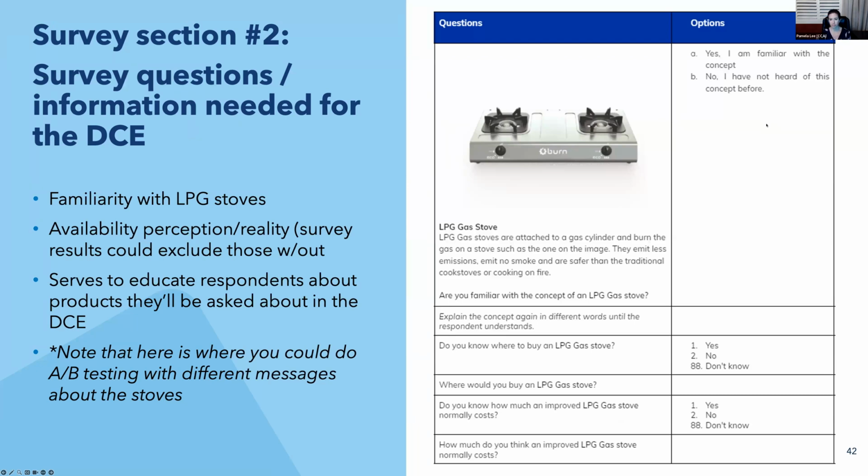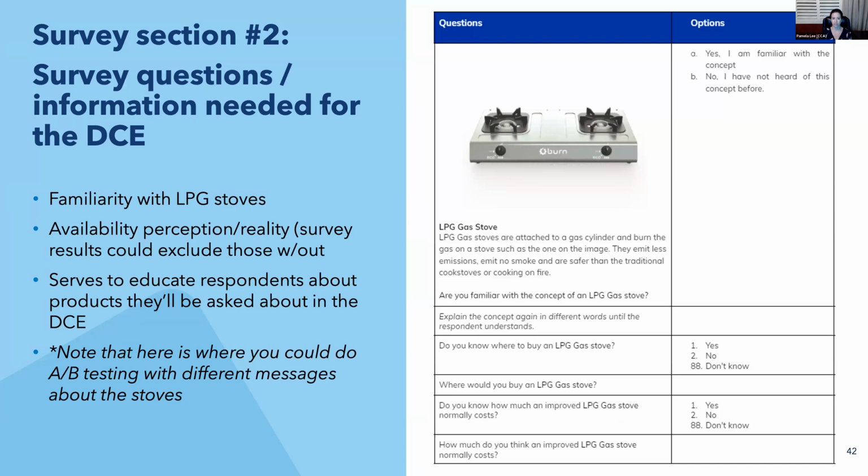I'm going to show you some parts of our actual survey. So skipping over the demographics and behavioral questions, going into the part of the survey that is sort of preempting the discrete choice analysis, the discrete choice experiment. We asked people their familiarity with, in this case, an LPG gas stove, showing a picture of it. There are some benefits listed on there.